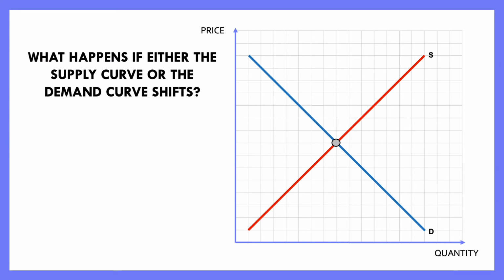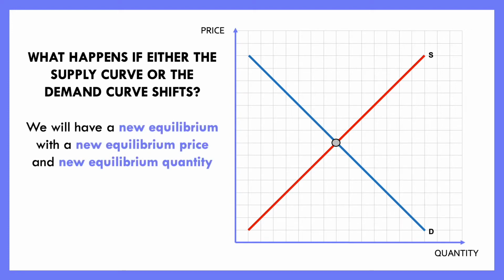So in 2.4, we're going to take everything we learned from 2.1, 2.2, and 2.3, and put it together and talk about what happens if our supply or our demand curve shifts after we're already in our equilibrium. So here's what's going to happen. If one of those shifts we talked about occurs, we will see a shift of our demand or a shift of our supply, and we will end up with a new equilibrium with a new equilibrium price and a new equilibrium quantity.